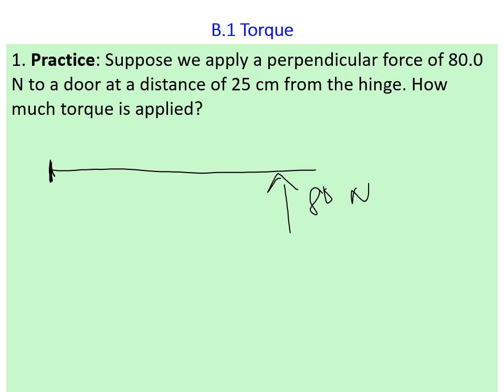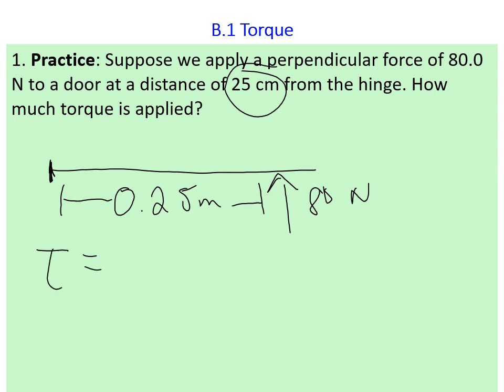80 newtons. It is a distance of 25 centimeters, so we need to convert this to meters. You divide by 100. So 0.25 meters, and it is perpendicular. How much torque is applied?